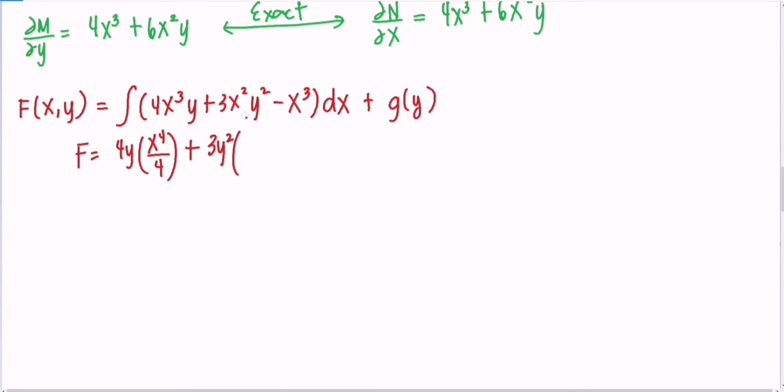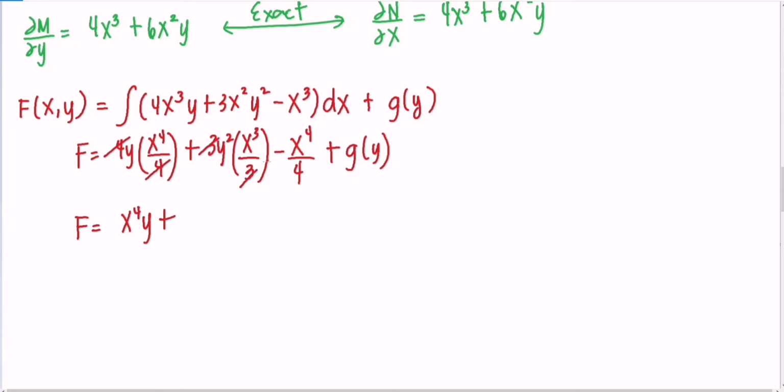And then integral naman ng x squared, ito, x cubed over 3. And then integral ng negative x cubed is negative x raised to 4 over 4. And then plus g of y. So, ano lang natin, i-simplify. So, cancel ito. So, magiging x raised to 4y plus, ito cancel din, si 3. So, x cubed y squared minus x raised to 4 over 4 plus g of y.